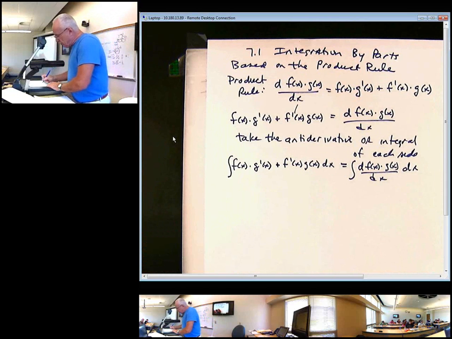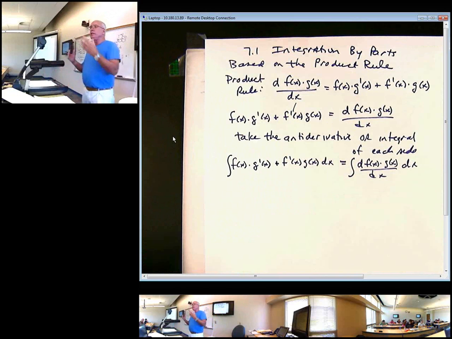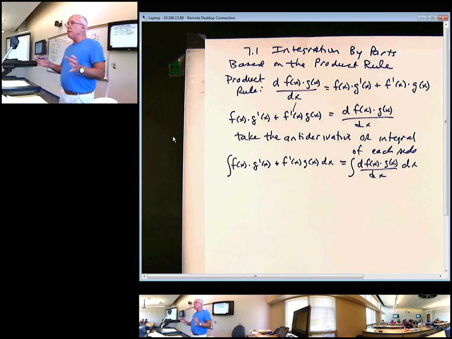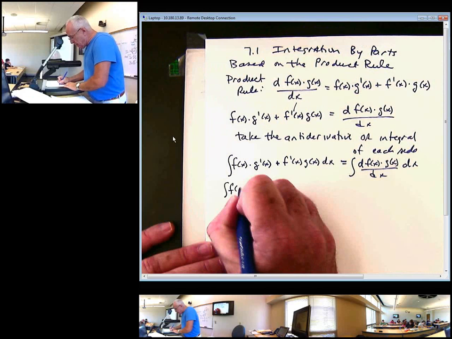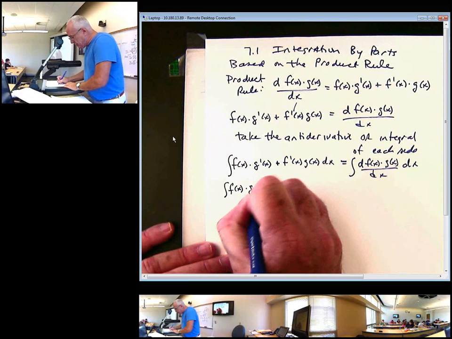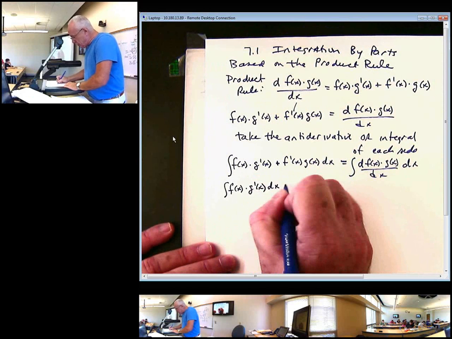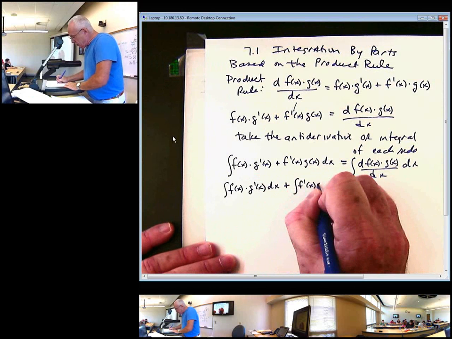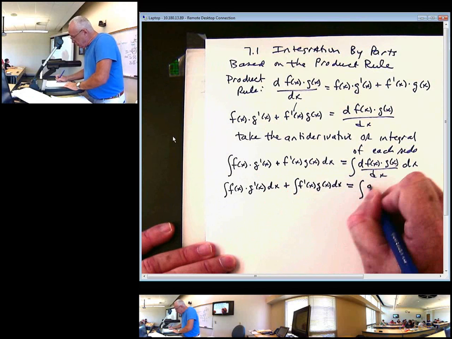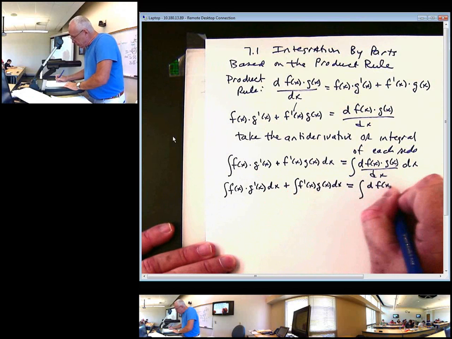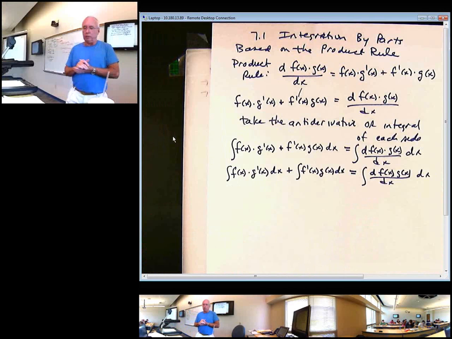Now, first of all, since we're doing the integral of two things being added together, I can break up that left-hand side integral into two separate integrals, all right? So this left side becomes the integral of f of x times g prime of x dx plus the integral of f prime of x times g of x dx equals the integral of the derivative of f of x times g of x dx. I just broke up that one integral.